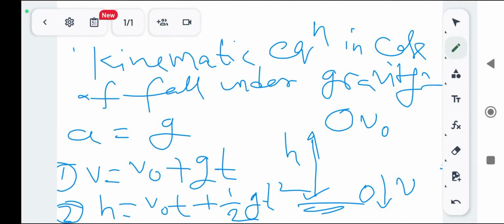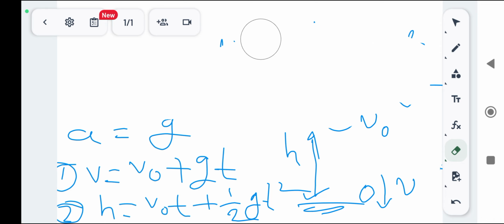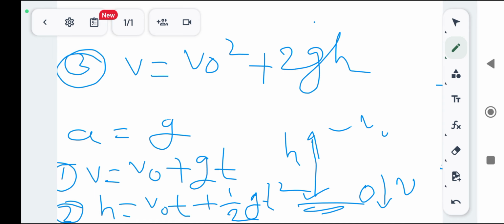Then we have the first equation: v is equal to v0 plus gt. The second equation: h is equal to v0 t plus half gt square. And the third equation is v square equals v0 square plus 2gh. This is the third equation.